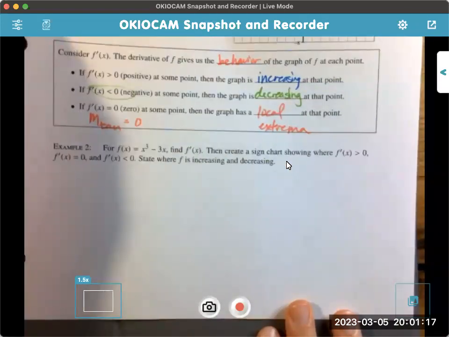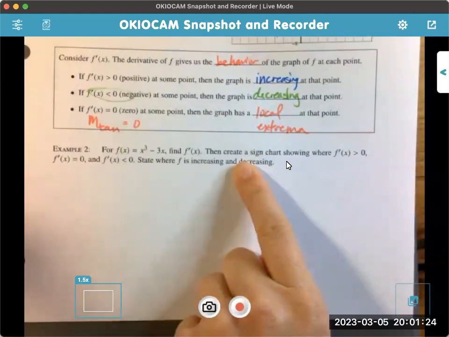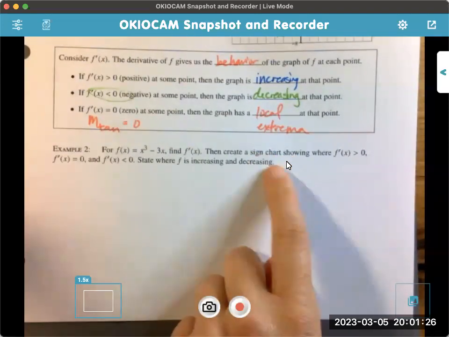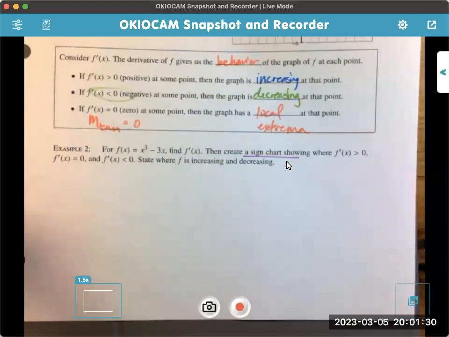But example 2. So same function. We're going to find the derivative. Then we're going to create this thing called a sign chart. If you just came from college algebra, this should be old information. If not, we're going to go into detail about it now. So you're still in good hands.